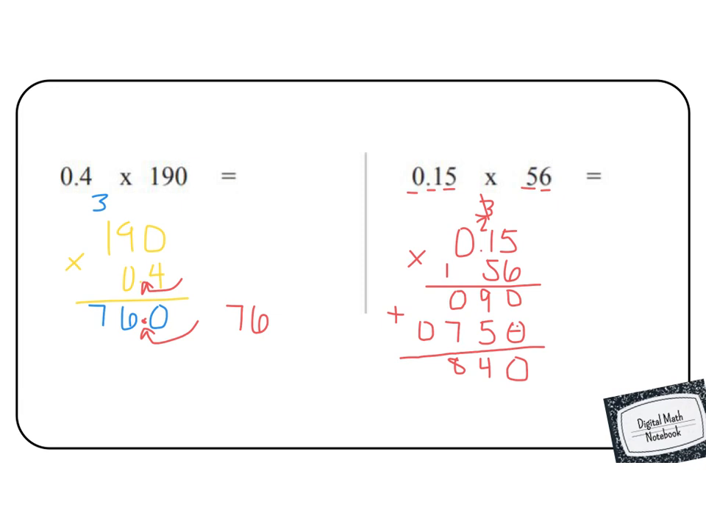But we're not done. Our answer is not 840 because we need to count our place values. 0.15 has 1, 2 place values. So down in the bottom, we're going to count 1, 2 place values, and our answer should be 8.4. We could also write 8.40, and that would be correct. Please pause now to type your answers into your digital math notebook.